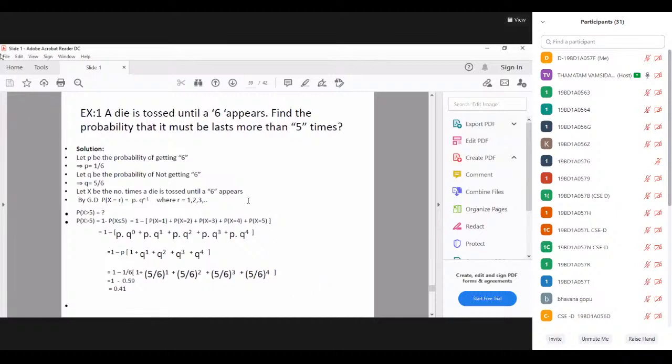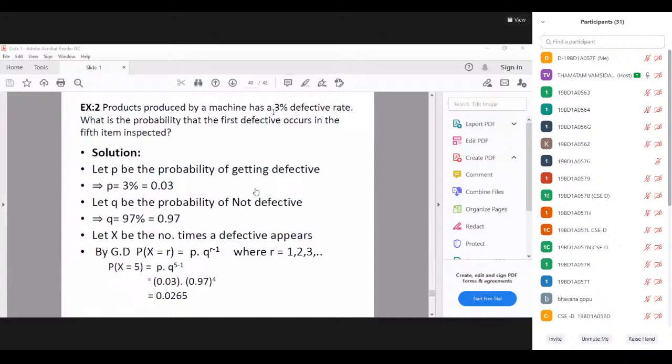Once all of you see the second question: items produced by a machine have a 3% defective rate. What is the probability that the first defective occurs in the fifth item inspected? The same thing, the model we just discussed, but only a small difference is there.